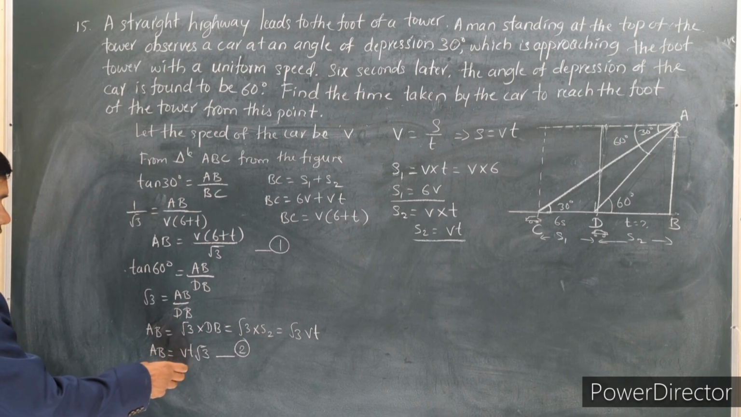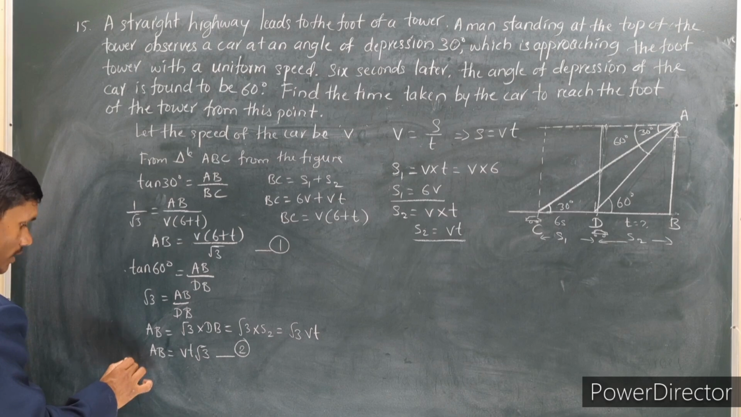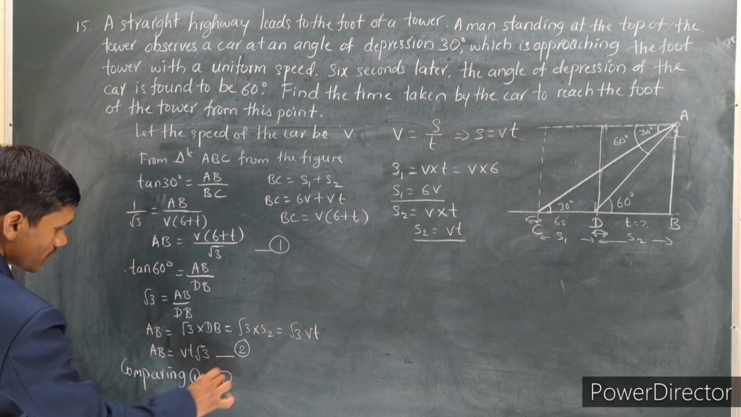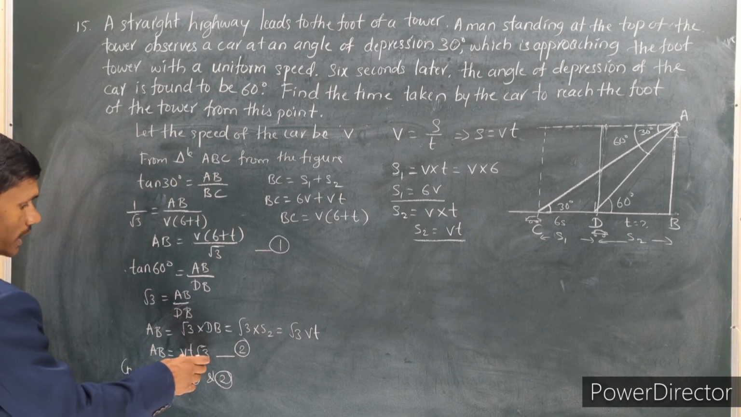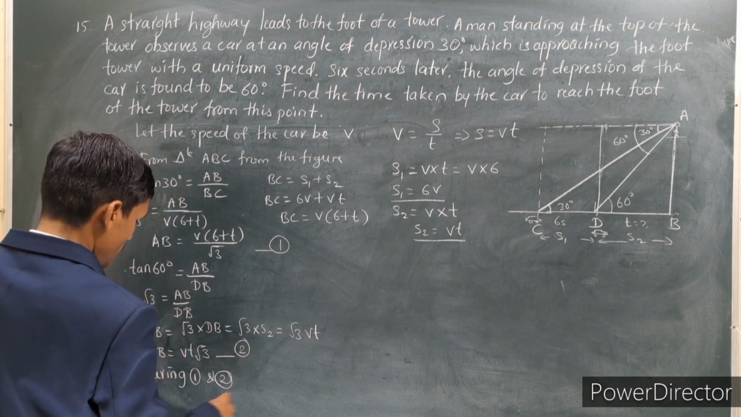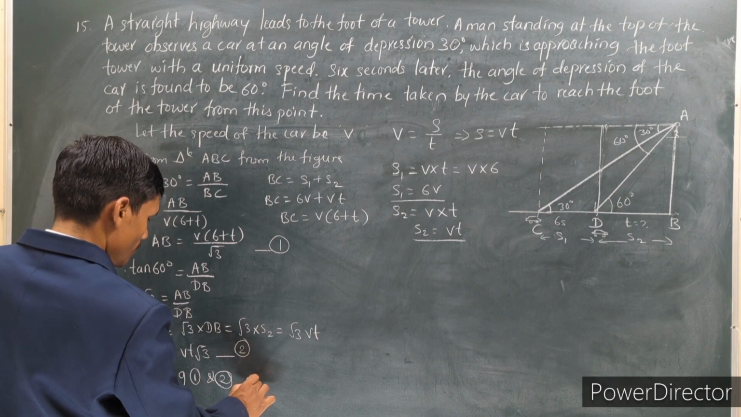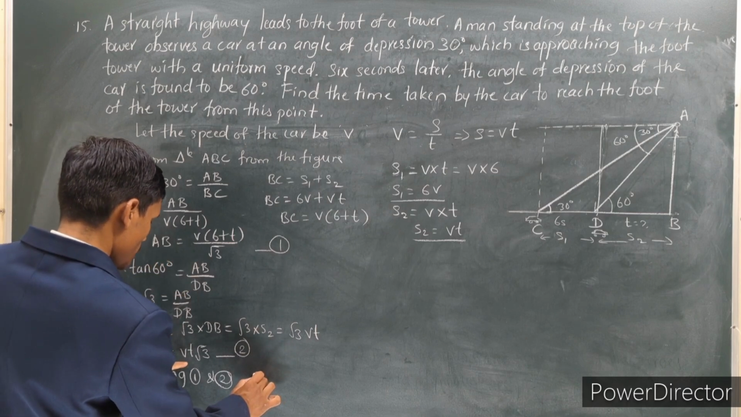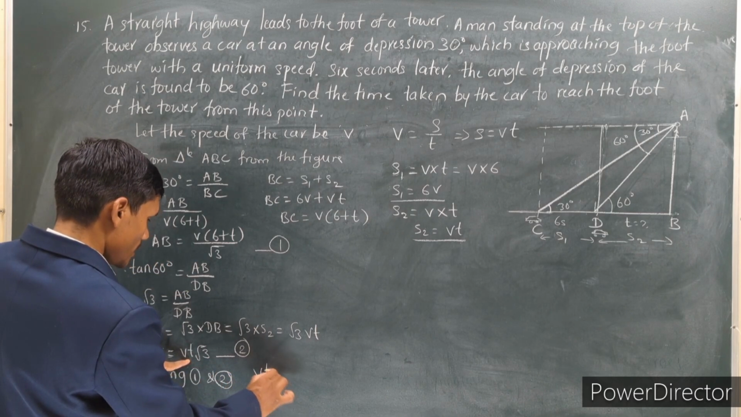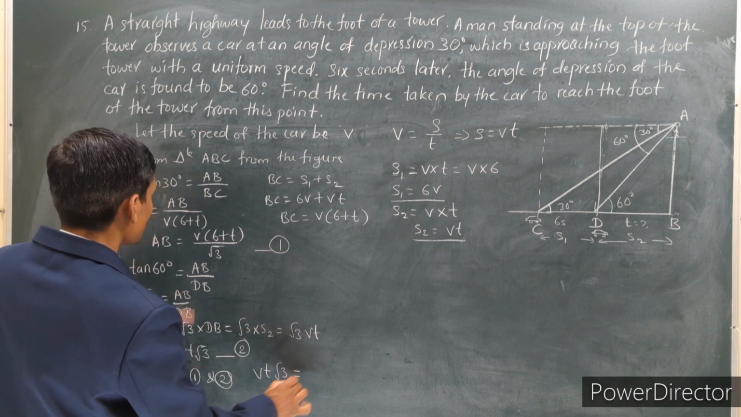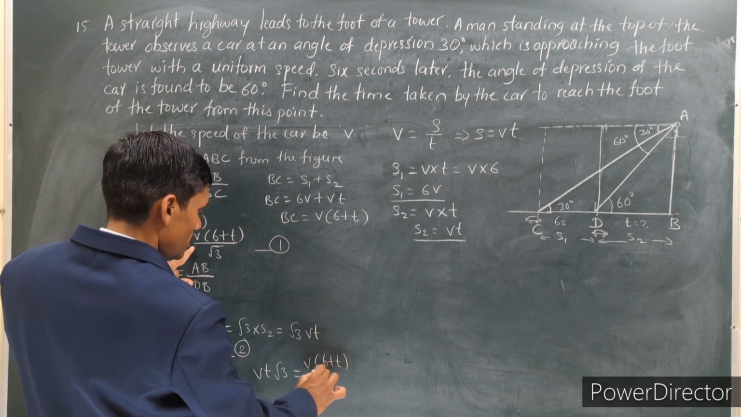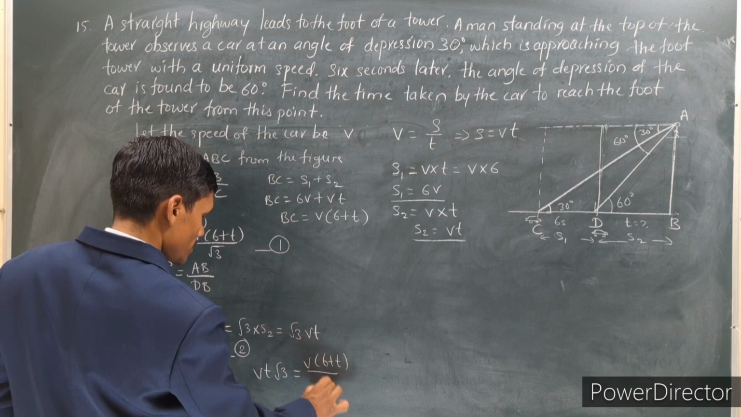Now what you have to do is compare equation 1 and 2. If you compare both, only the right side needs to be compared. So root 3 V T is equal to V into 6 plus T divided by root 3.